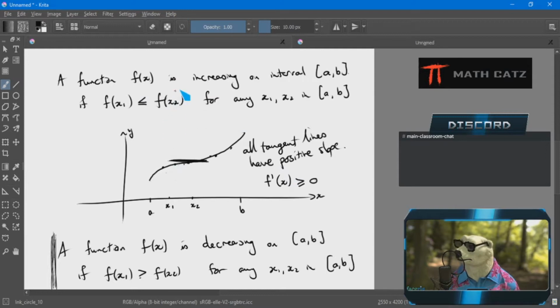There is a distinction between increasing and strictly increasing, where strictly increasing doesn't allow for this. We're not interested in that. We're going to have an equal sign. But the nice thing is, it's the derivative. The derivative being greater than or equal to 0, and I'm increasing. So it's a very simple check to make. I just need positive or not negative slopes.